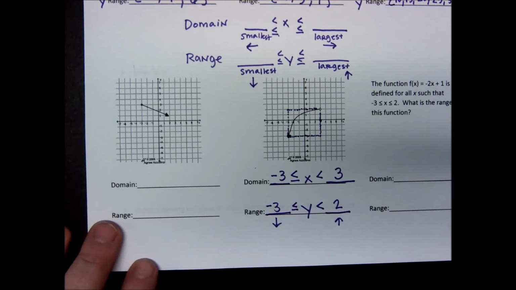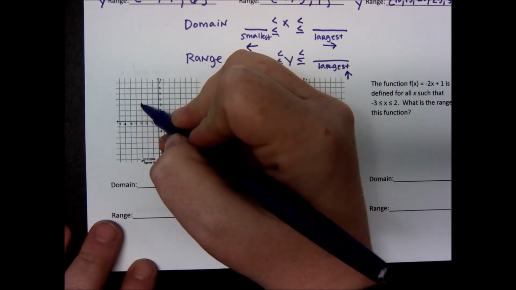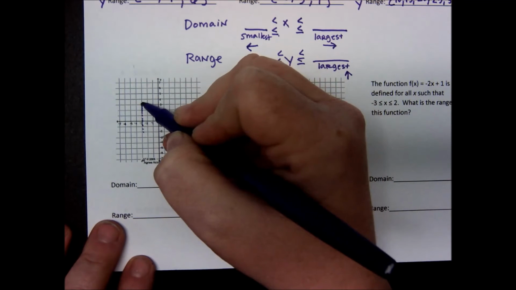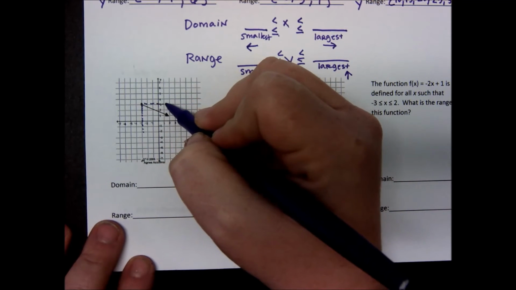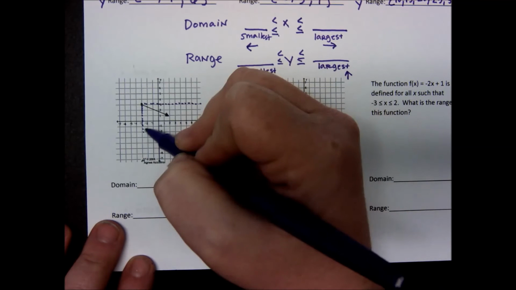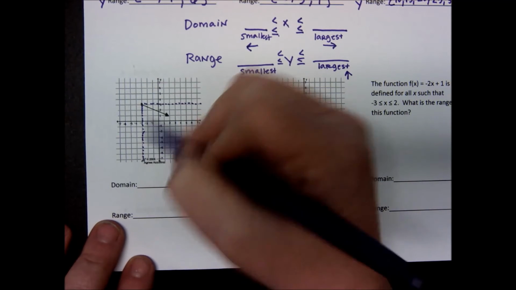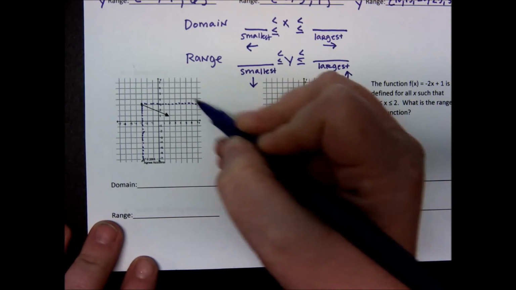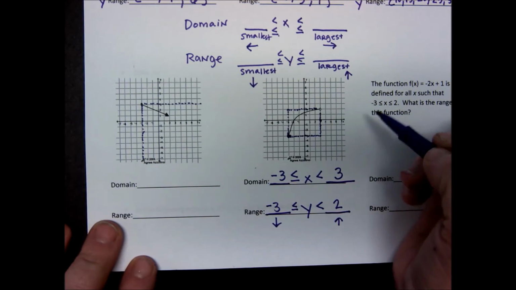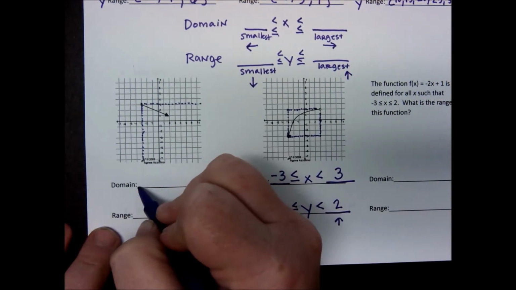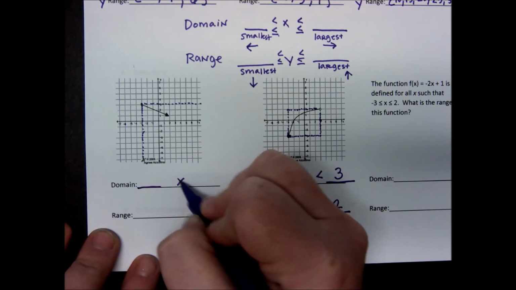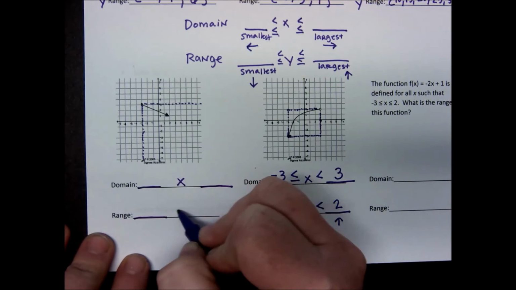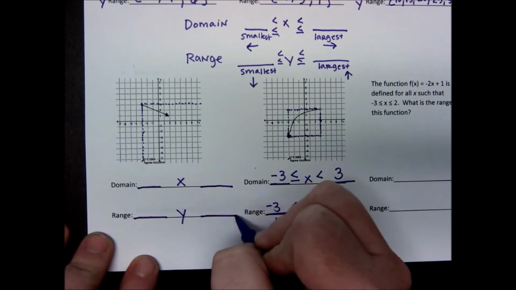So I know I can stop my graph right here. It doesn't go any farther left than this, and it doesn't go any farther high than this. But I don't know how low it's going to go, because it's going to keep on going and going, and I don't know how far right it can go yet. So let's set up our domain, blank, the letter x, and then blank, and then range will be blank, the letter y, and then blank.